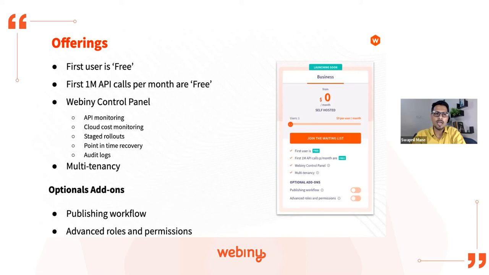The first user is always free, and the first 1 million API calls are always free for the business tier. And we came up with a very powerful product, the Webiny Control Panel, as part of the business tier. What we observed is that for your self-hosted Webiny instance, with the Webiny Control Panel, we optimize the effort to manage, scale, and maintain it. The Webiny Control Panel is a SaaS application which sits on top of your self-hosted Webiny instance, because the instance is hosted in your own AWS account, so that we follow all the data privacy requirements. The Control Panel can manage one or multiple Webiny instances for you.